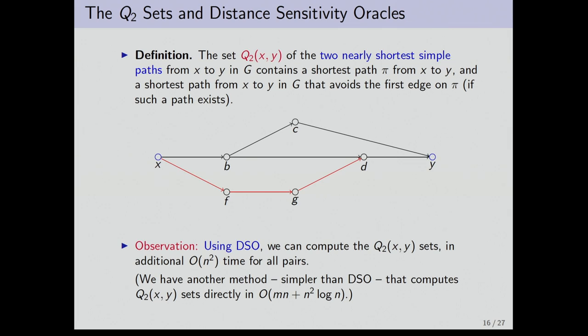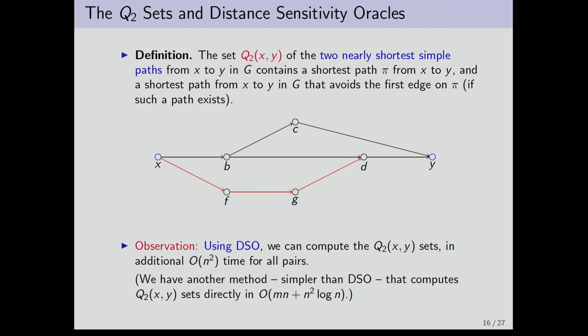Okay. So the point about the Q2 sets is that they can be computed pretty efficiently with DSO, because each second path for a given pair xy can be obtained with a query to DSO saying, give me the shortest path from x to y that avoids this edge on the shortest path, the first edge on the shortest path.